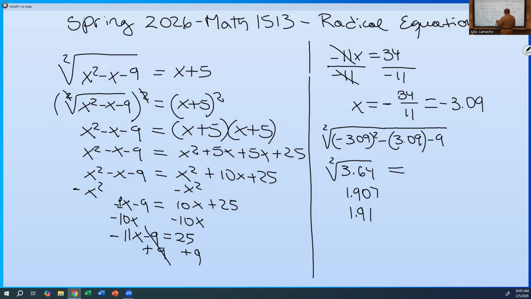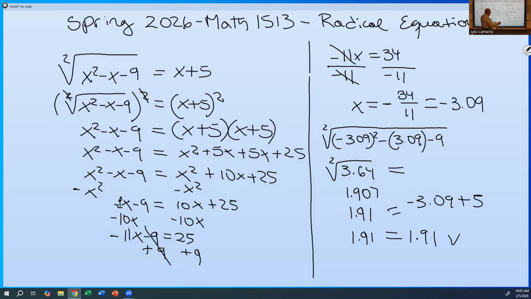Let me plug this in the correct way. And then on the other side, you have negative 3.09 plus 5. Somebody can put this in your calculator, please. Equal. Because we did the left side, the right side will be 1.91. It's the same. You agree with that? You know that this answer is correct because it satisfies the original equation.